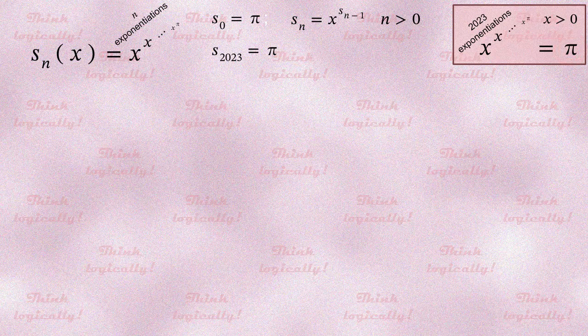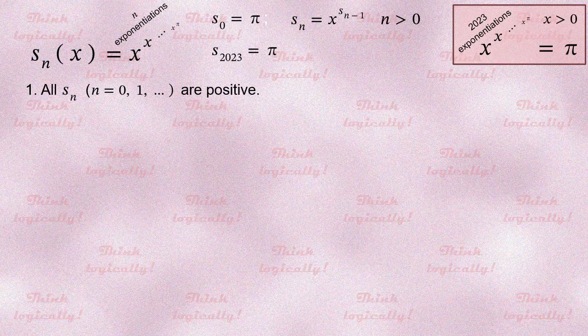Let's point out the following. Point 1. All s's are positive. Indeed, pi is obviously a positive number. Then we raise positive x to the power of positive pi and get another positive number.